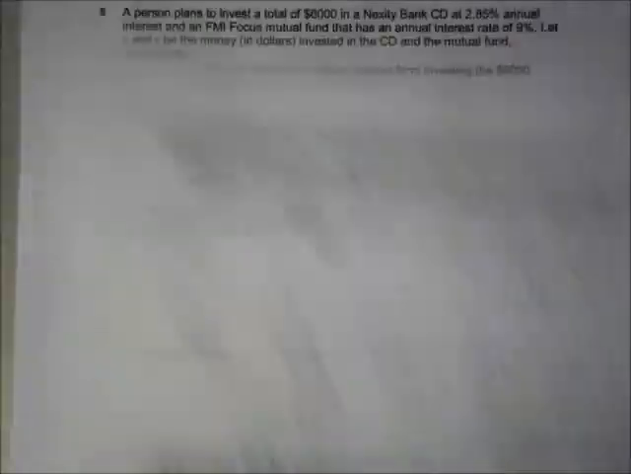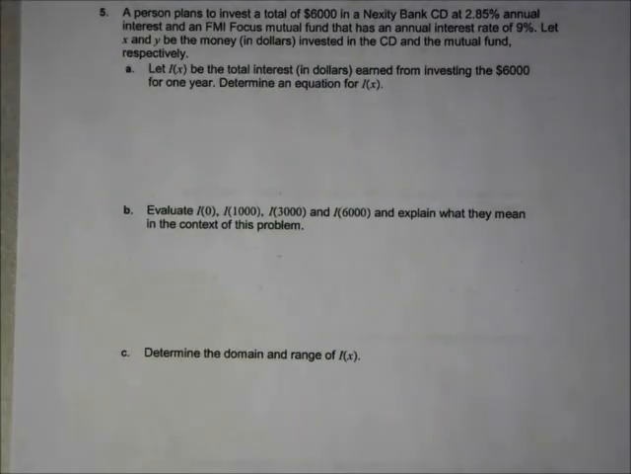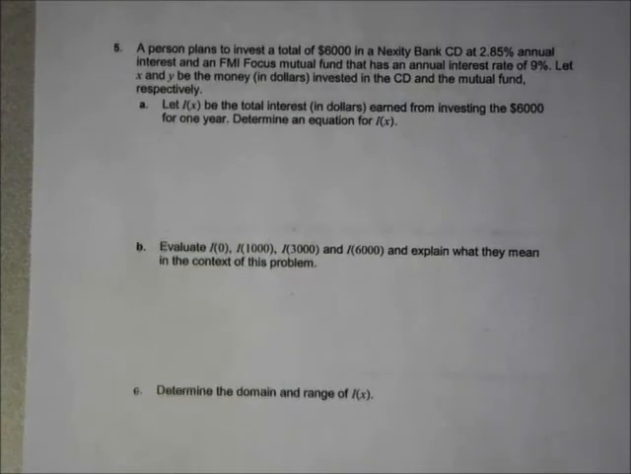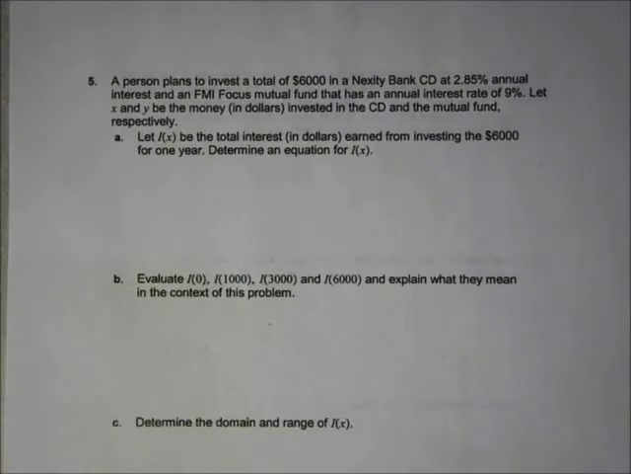Alright, here's the last kind of problem we're going to deal with. This is an interest problem. It says, a person plans to invest a total of $6,000 in a Nexity Bank CD at 2.85% annual interest and an FMI Focus mutual fund that has an annual interest of 9%. Let X and Y be the amount of money invested in the CD and the mutual fund, respectively.